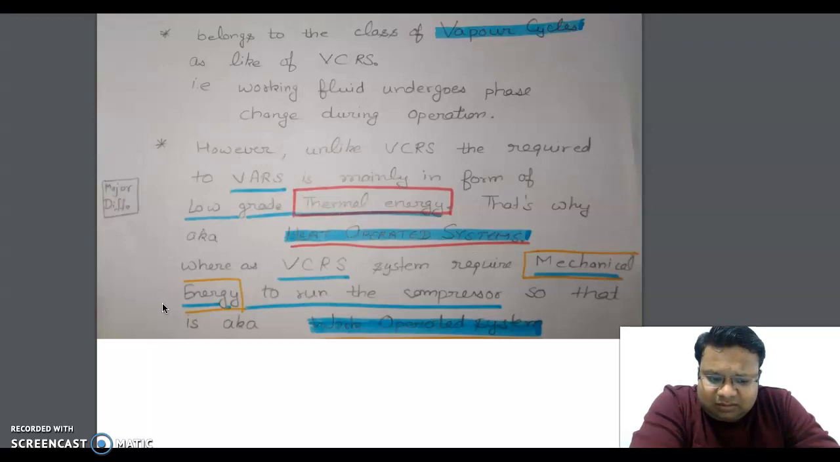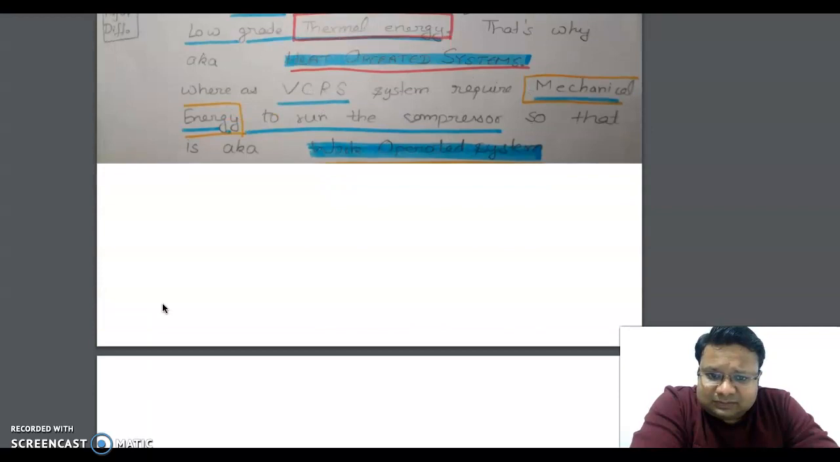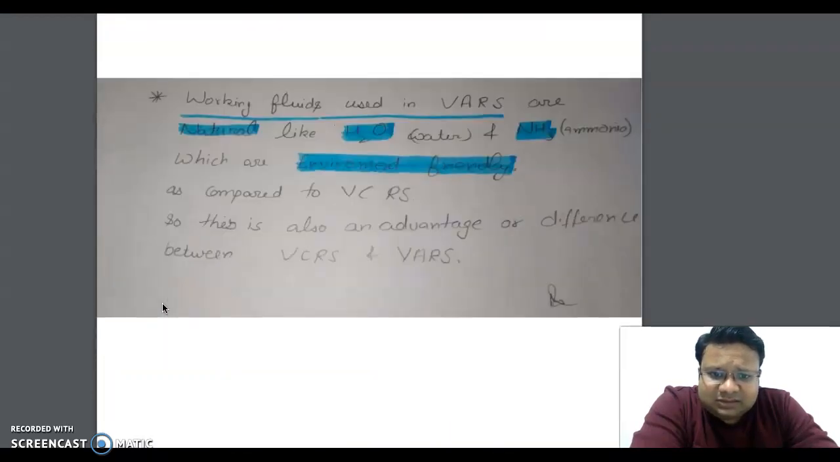Now, the major difference between vapor compression and vapor absorption is that we replace the mechanical energy system with a thermal energy system, and thermal energy we treat as low grade energy. That's why the vapor absorption systems are also called heat operated systems, whereas the vapor compression refrigeration systems are also known as work operated systems. This may be treated as a difference.